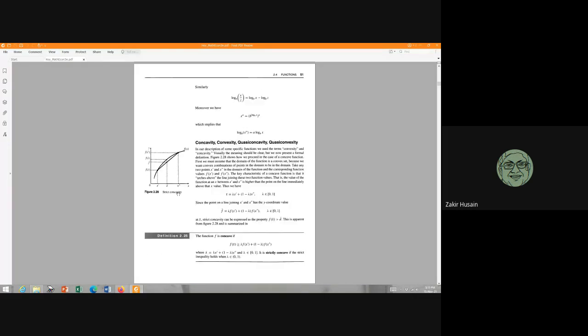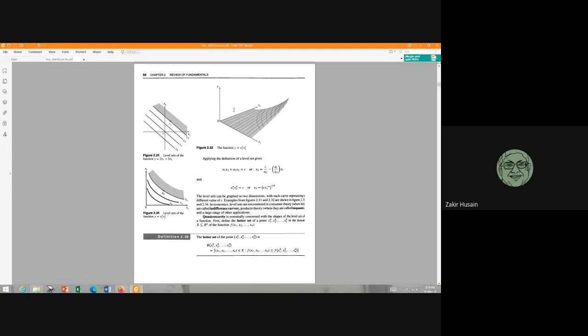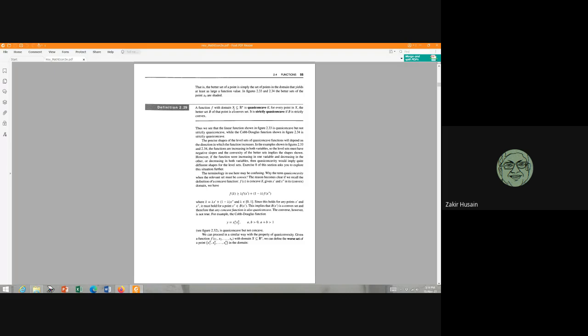Okay. So I'm asking you to read from this portion. Concavity, convexity, quasi-concavity. You see that you have definitions over here. The function is convex, before this concave, and so on. Level set. Now you start off with quasi-concavity, better set. Okay, now over here, page 55. Read only up till this.